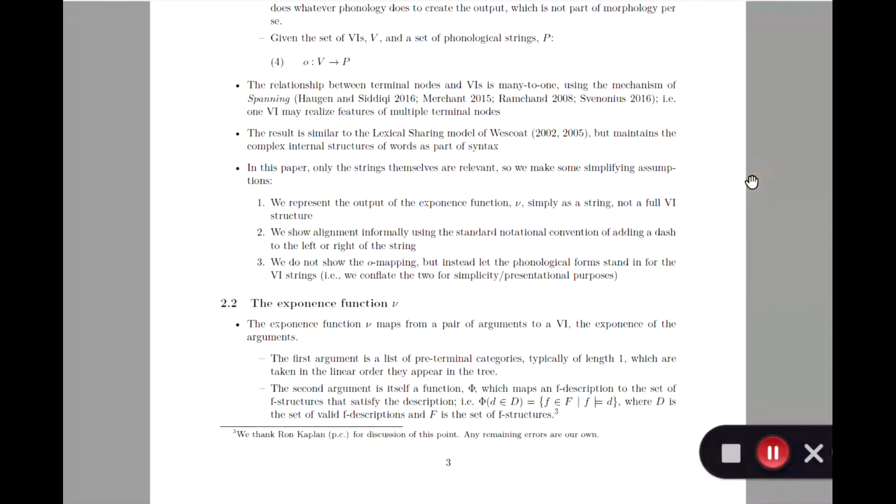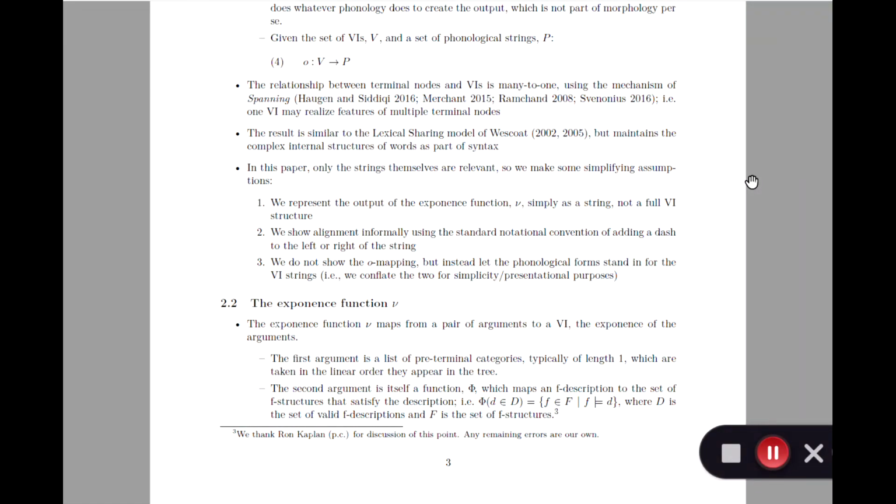And in terms of the V structure and the C structure, the relationship between terminal nodes and vocabulary items can be many to one. In the typical case, it's going to be 1-to-1, but this many-to-one relationship allows us to use the mechanism of spanning, wherein one VI can realize features of multiple terminal nodes. So the resulting model is very similar to the lexical sharing model of Wescoat in various ways, but it maintains the complex internal structures of words as part of syntax.